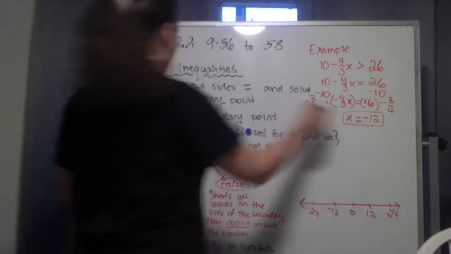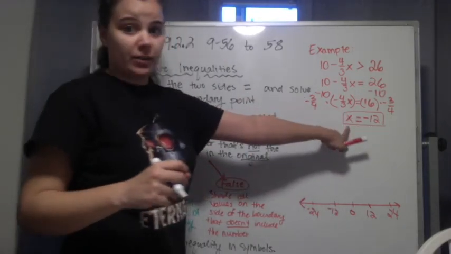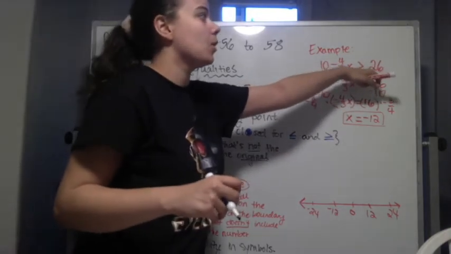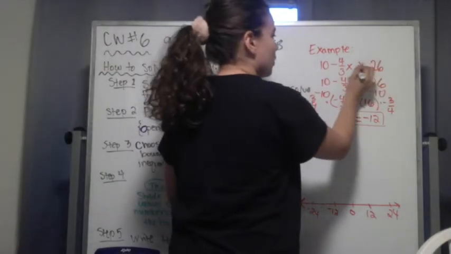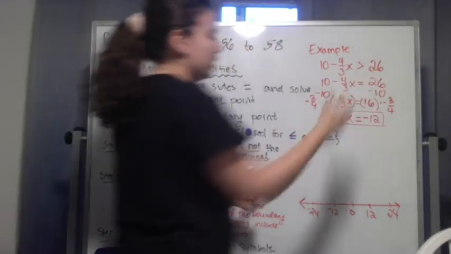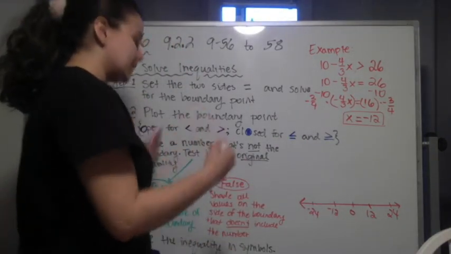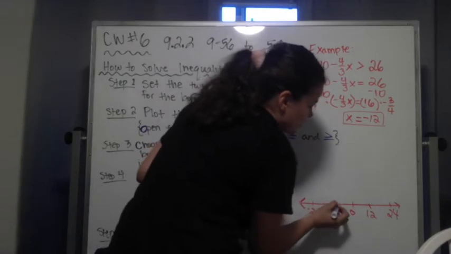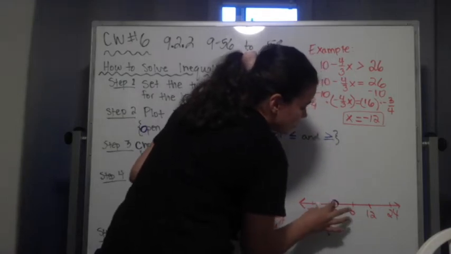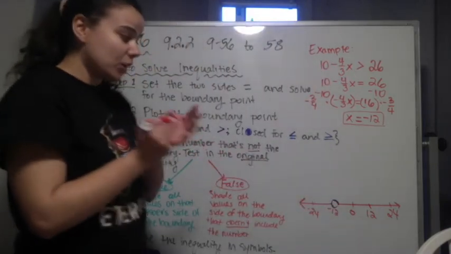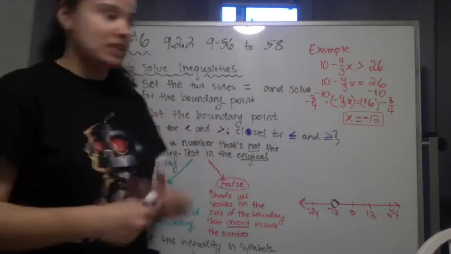So we're going to plot the point, and we are going to use an open dot because negative 12 should not be part of the solution. If negative 12 is the value that makes these two sides equal, but there isn't an or equal to sign, then we know that negative 12 is not a solution, so it shouldn't be shaded. But it's still an important point, so we're going to use an open circle to say, hey, look, the solutions have a boundary at negative 12, but negative 12 isn't part of the solution.